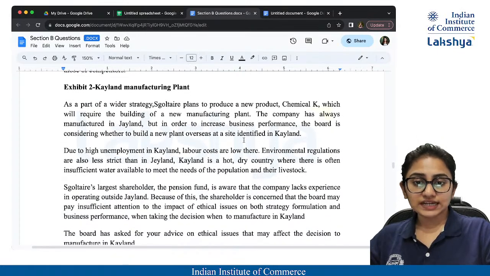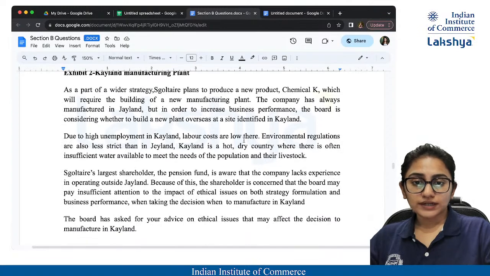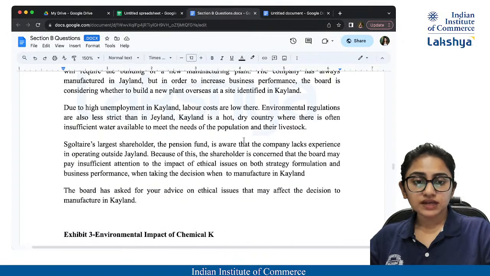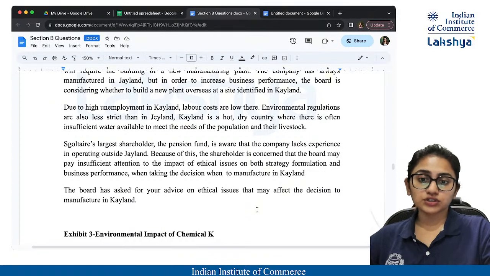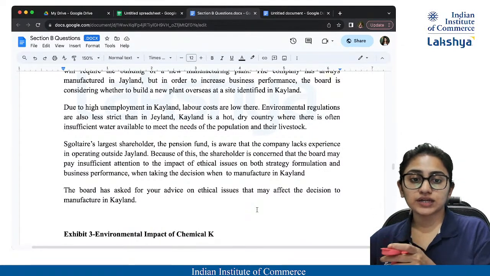Then exhibit 2 says K-land manufacturing plant. As a part of wider strategy, Altair plans to produce a new product, chemical K, which will require the building of a new manufacturing plant. The company has always manufactured in J-land, but in order to increase business performance, the board is considering whether to build a new plant overseas at the site identified at K-land. Due to high unemployment in K-land, labor costs are low there. Environmental regulations are also less strict than in J-land. K-land is a hot, dry climate where there is often insufficient water available to meet the needs of the population and their livestock.